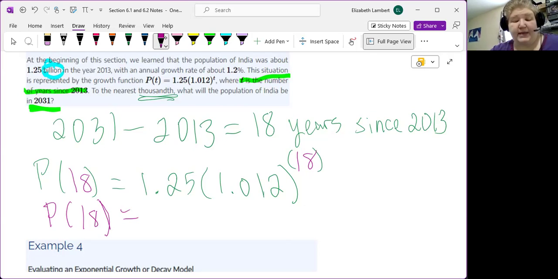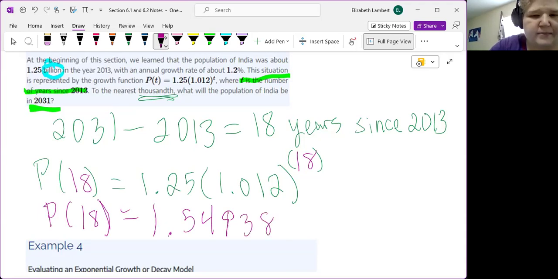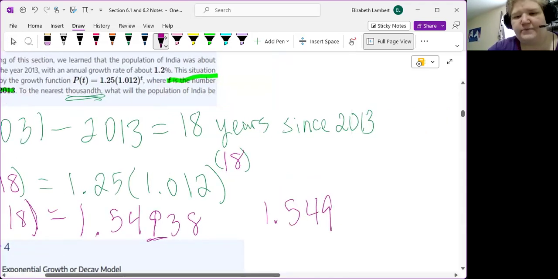All right, so let's see what we get here. 1.25 times 1.012 to the 18, close. All right. 1.54938, blah, blah, blah. So thousandth, 10th, 100th, 1,000th. So our answer is 1.549 billion.